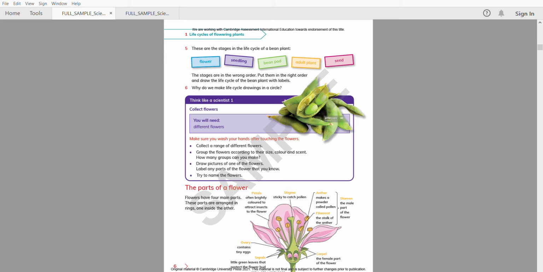For example, one of you sorted or grouped the flowers according to their sizes. Another one was assigned to sort them according to colors and also according to scent. There were also some of you who were assigned to label the different parts of flowers, and also you presented your work individually.